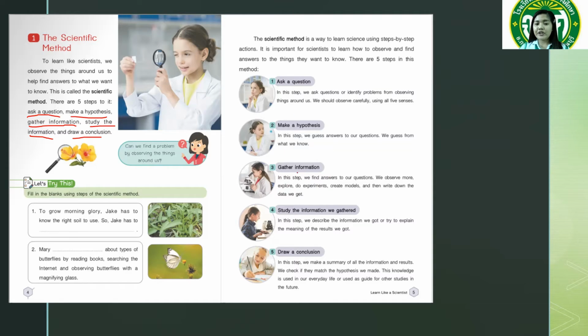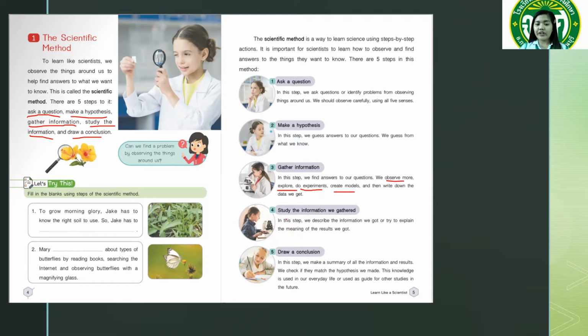Next, in number 3, gather information. In this step, we find answers to our questions. We observe more, explore, do experiments, create models, and then write down the data that we get.